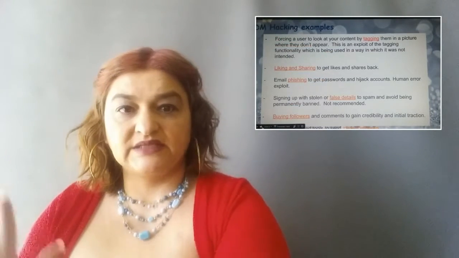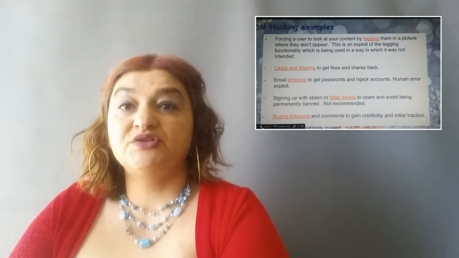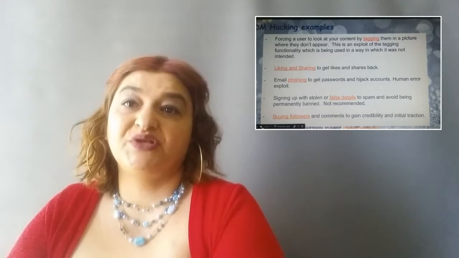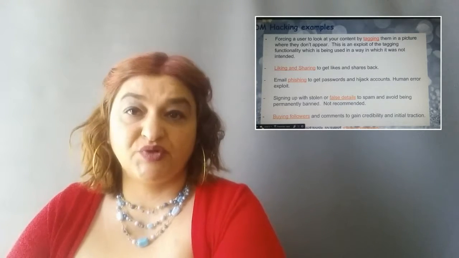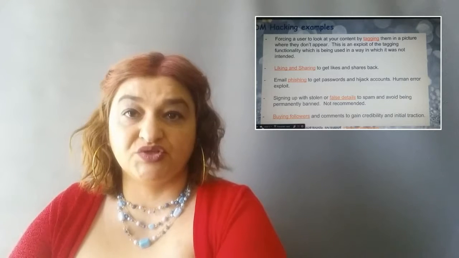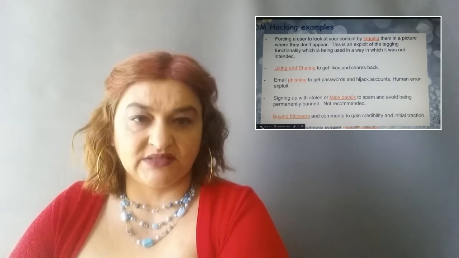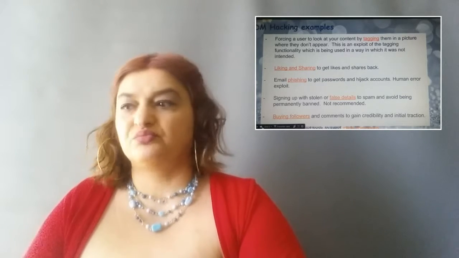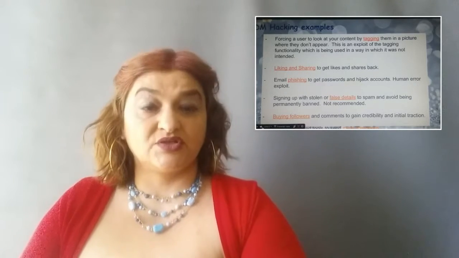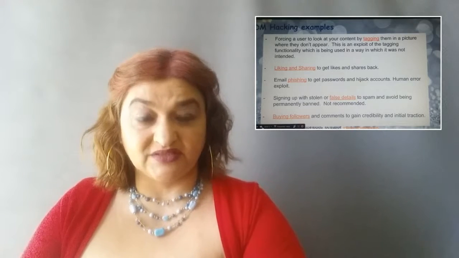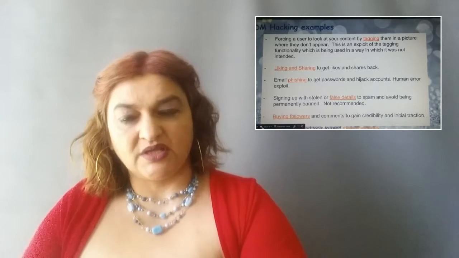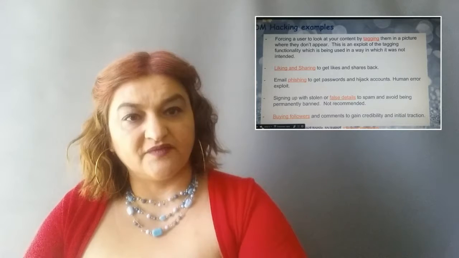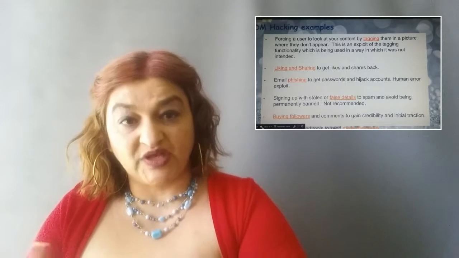Digital marketing hacking examples. Forcing a user to look at your content by tagging them in a picture where they don't appear. This is an exploit of the tagging functionality, which is being used in a way in which it was not intended. Tagging is supposed to work like this: Facebook does a certain degree of automated face recognition so that it can tag you automatically in a photograph. If you have that switched on, you can switch that off.